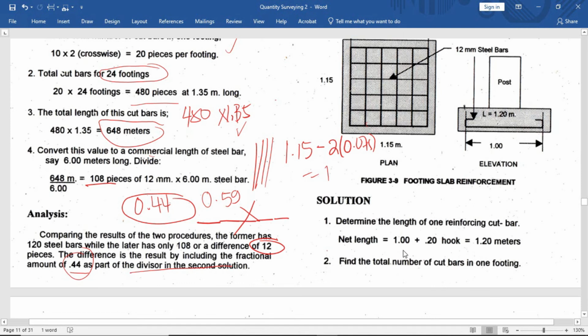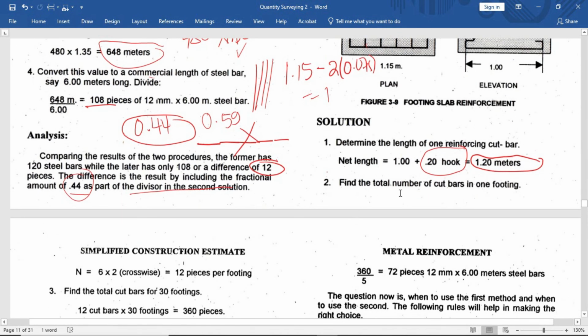Ito lang yung 1 meter natin. So, meron siyang hook na 0.2. In one side is 0.1, in another side is 0.1. So, 0.1 plus 0.1, 0.2. So, net length natin is 1.2 kapag may hook. So, find the total number of cut bars in one footing.